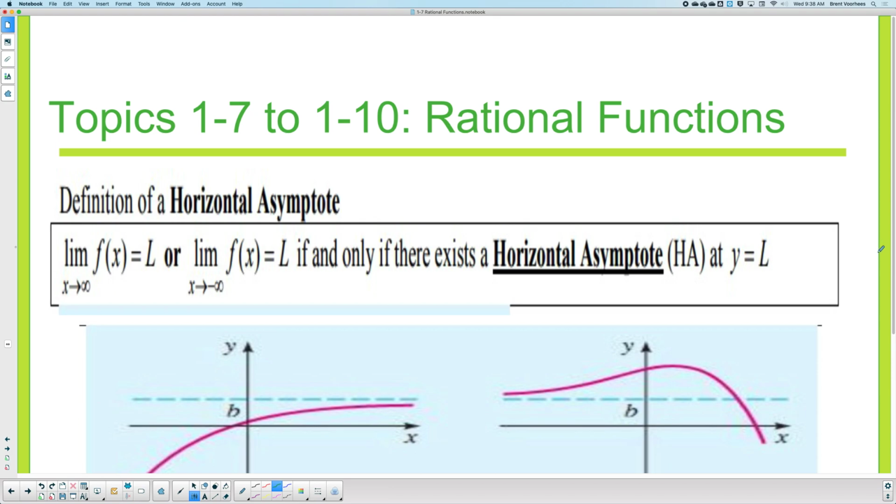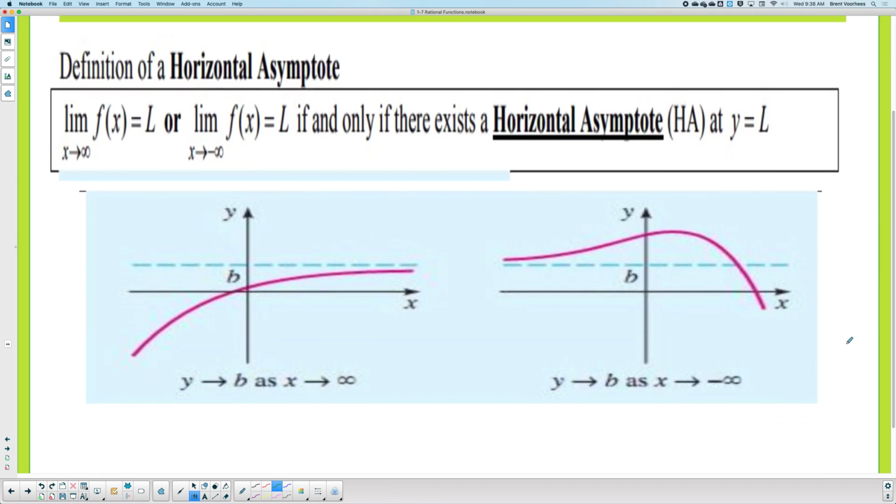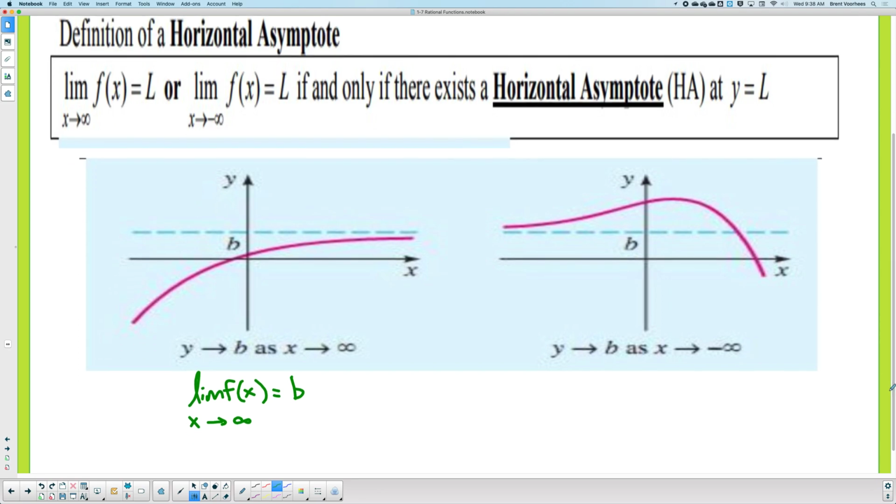A horizontal asymptote will look like this. The graph is flattening out and approaching a constant value, flat like this, horizontal, and so it's approaching the value b. Now how this would be written as a limit: you would say the limit of f of x as x, in this case, goes to the right to positive infinity, you would say the y value that it's approaching is the value b. The only difference on the second one is you would have x approaching negative infinity because you're going left.